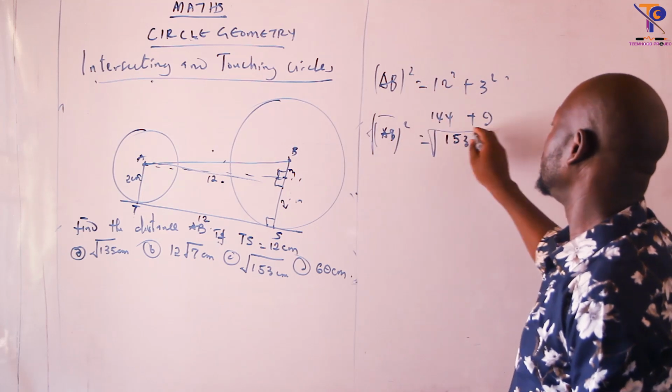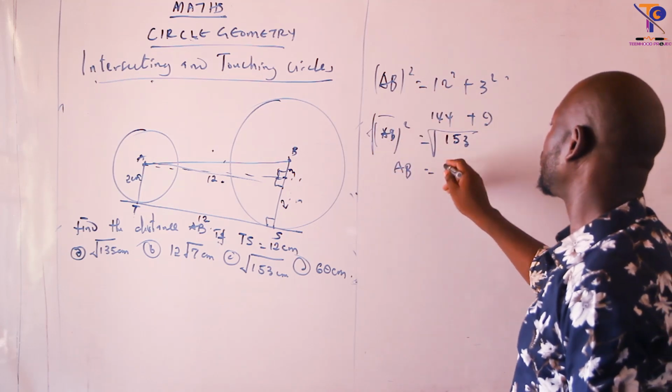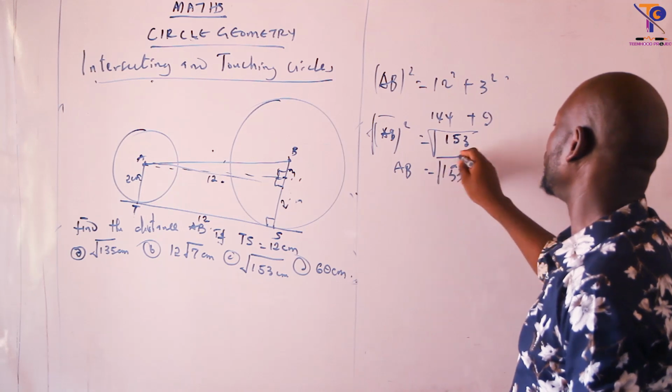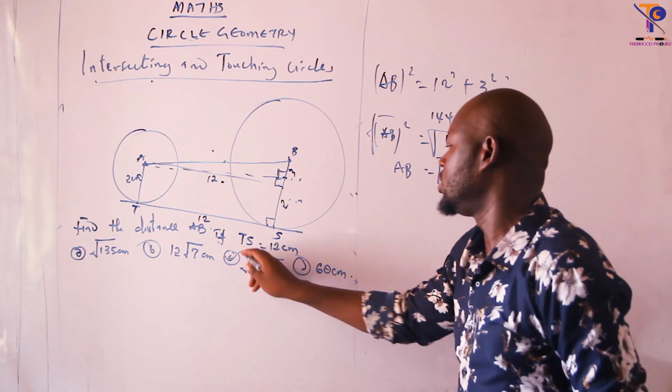So when you root it, you have AB equal to root 153 centimeters. So your option is C. That's all.